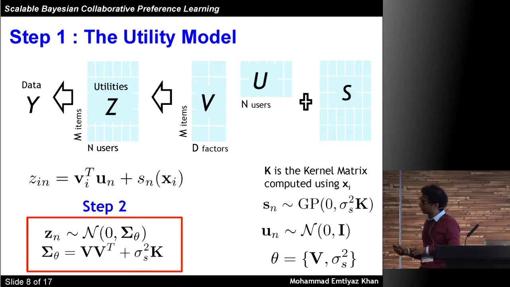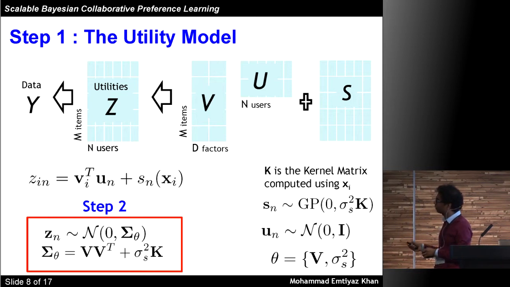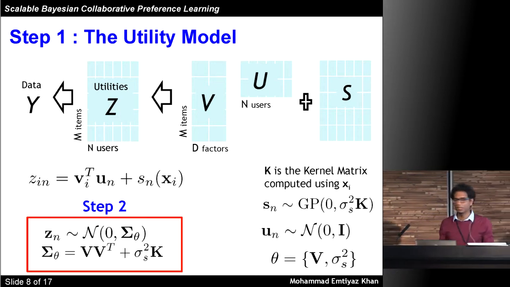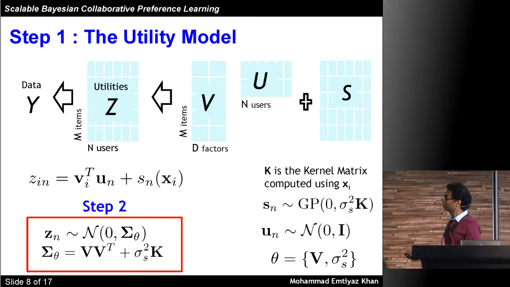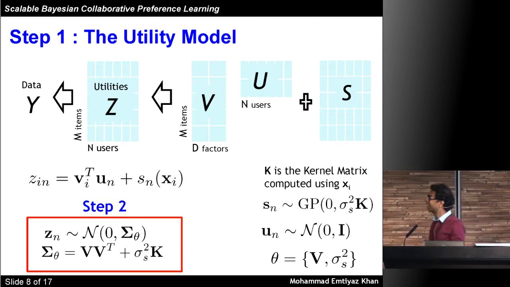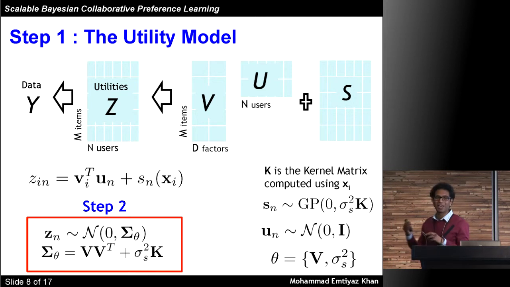Okay, so the key point here is that we are sampling a vector of this column for every user. So this is S_n. We're sampling this independently for each user from a Gaussian process. Okay, so we take all the item metadata, we take all the item features, we form this kernel matrix, which is m by m, and then we sample each of these vectors independently for each user. Okay, so there's no correlation between the users, and our hope is that this collaborative term will capture that.